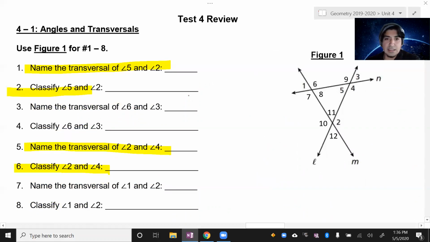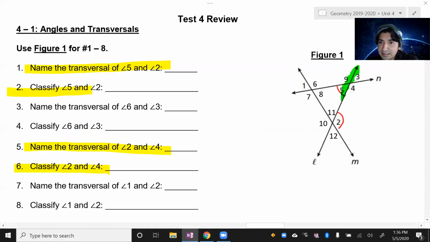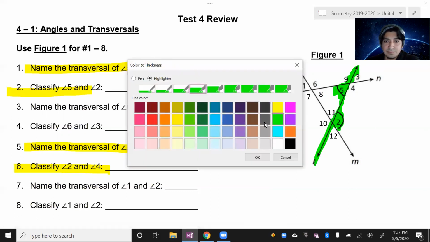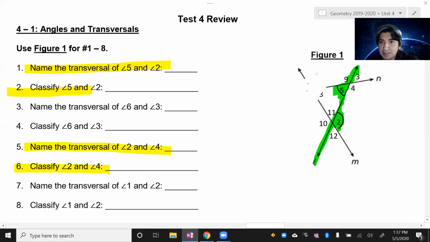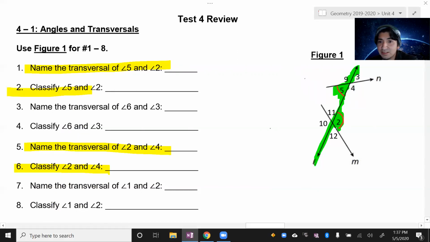name the transversal for 5 and 2. So I have angle 5 and I have angle 2. I'm just going to focus on what is connecting them, so it's going to be these right here. I'm not going to focus on these other ones, I'm just focusing on what I was given. So I know I have 5 and 2. The transversal that connects them is actually letter L. It's this one right here.